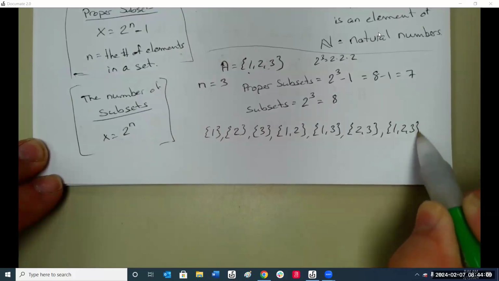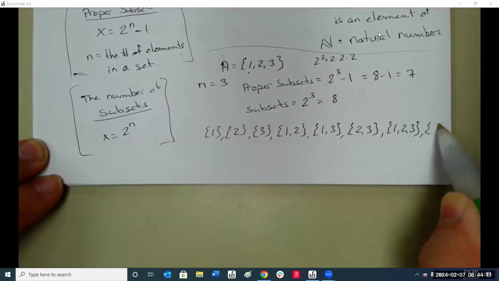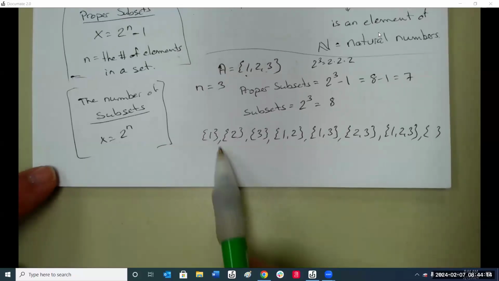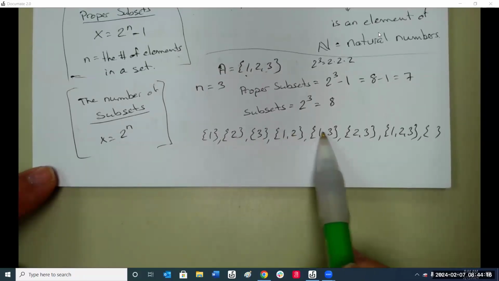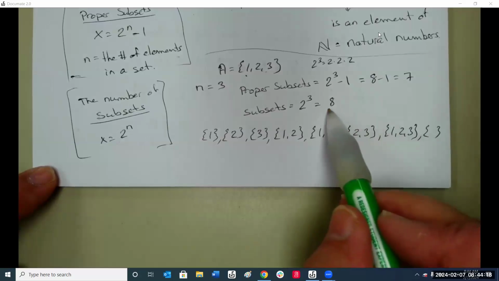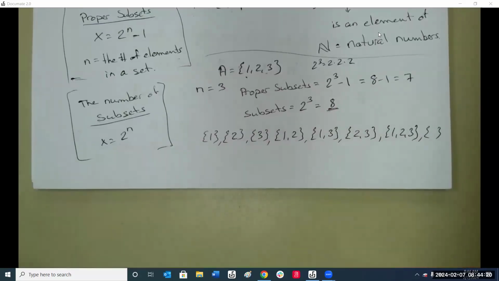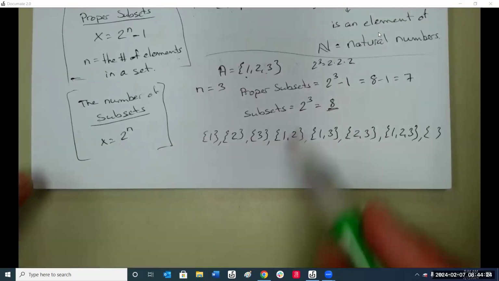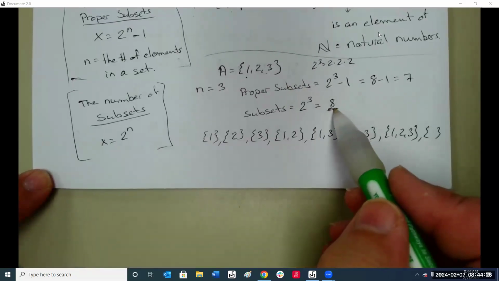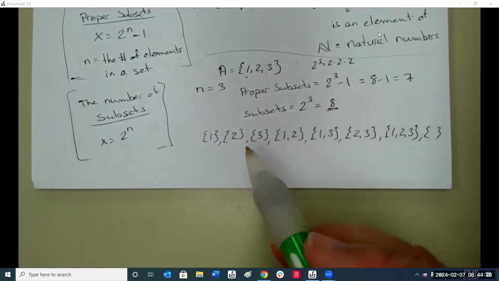All three of them, and the empty set. So we have 1, 2, 3, 4, 5, 6, 7, 8. That's how many subsets we have. We subtract 1, we have 7. Why do we subtract 1?